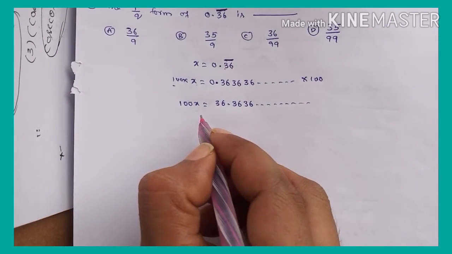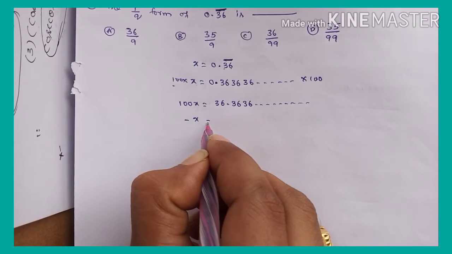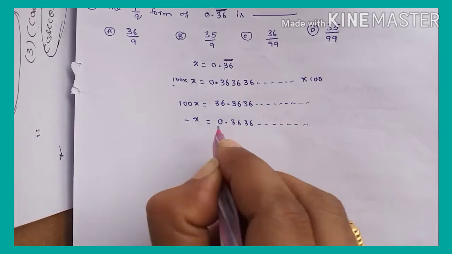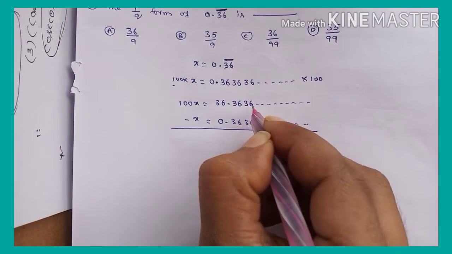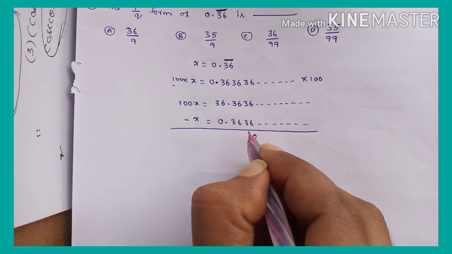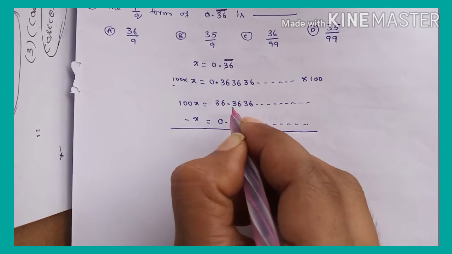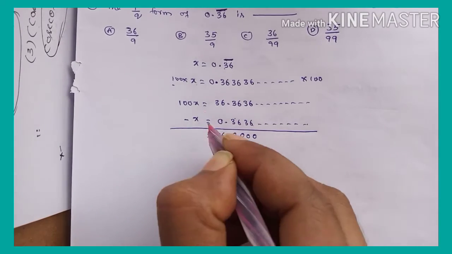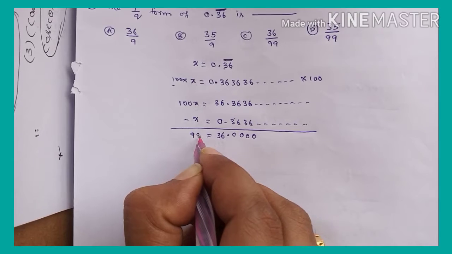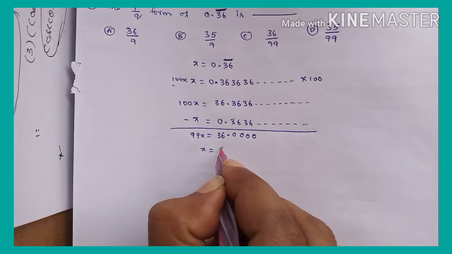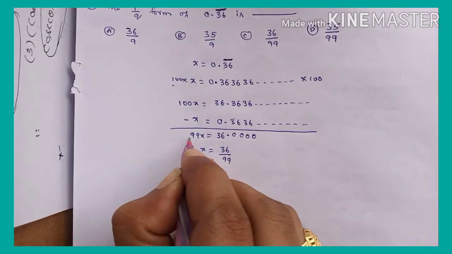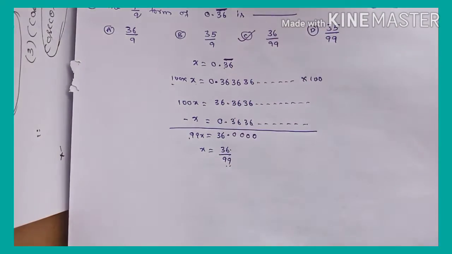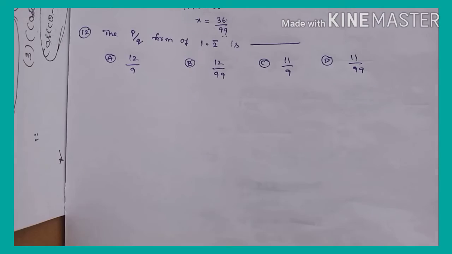From this we have to subtract our regular value x, that is 0.36, 36, 36 and so on. Subtract. Here 6 minus 6 is 0, 3 minus 3 is 0, 6 minus 6 is 0, 3 minus 3 is 0, 36 minus 0 is 36. 100x minus x is equal to 99x. So x is equal to 36 by 99. Option C is correct.